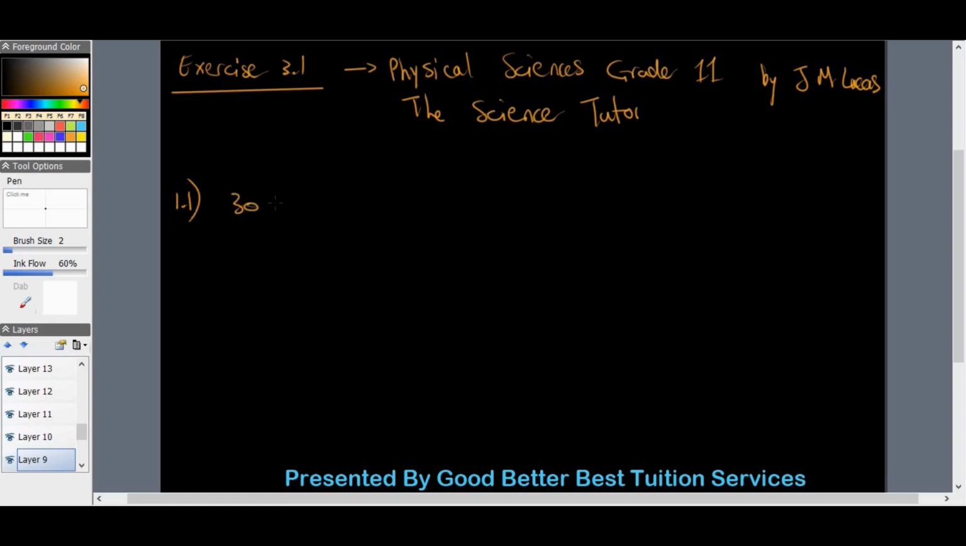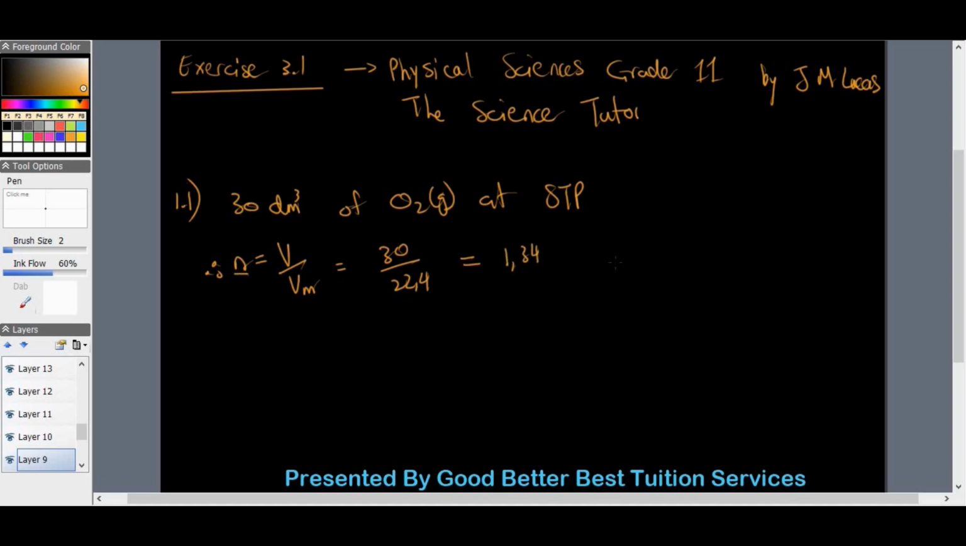They gave us 30 decimeters cubed of oxygen gas, O2 gas, at STP, and they want the number of moles. They gave us volume, so n is equal to V over Vm, which is 30 divided by 22.4. Therefore the number of moles is equal to, anybody have an answer? 1.34. Okay, 1.34 is the correct number. Just watch that, we're calculating number of moles, so it's 1.34 mole. Good job, you plugged it in correctly.